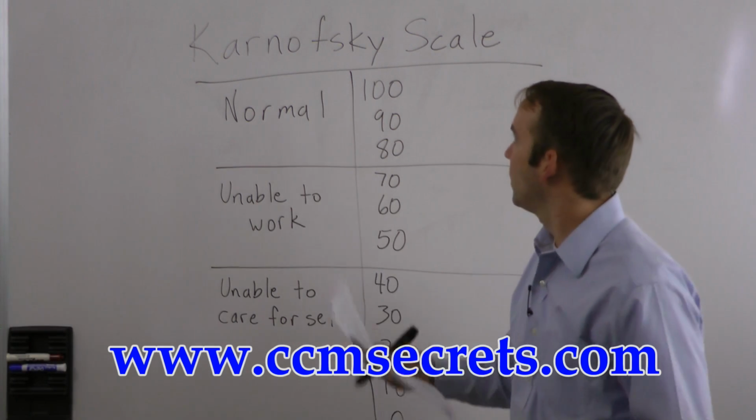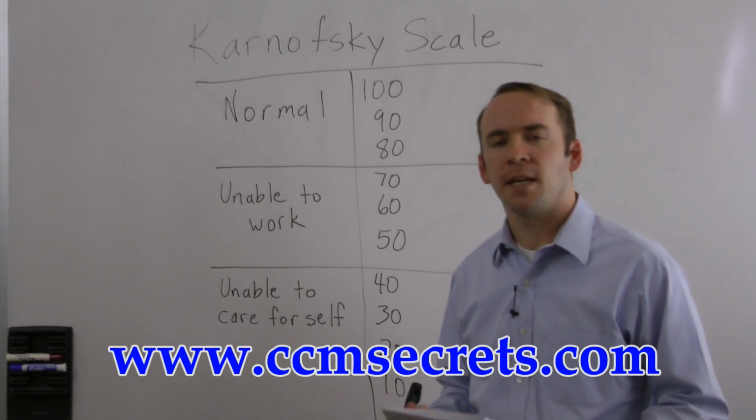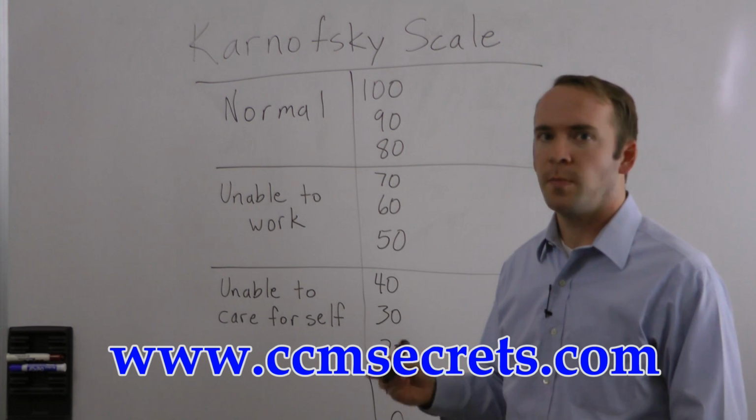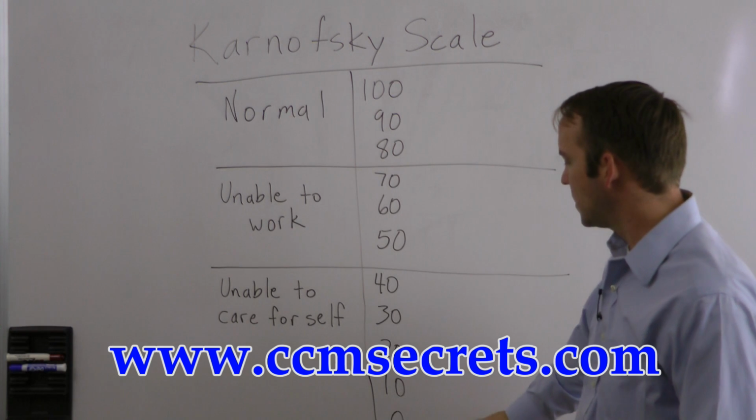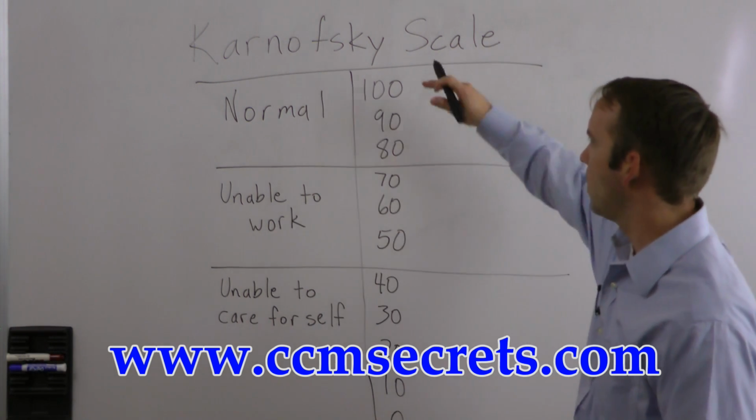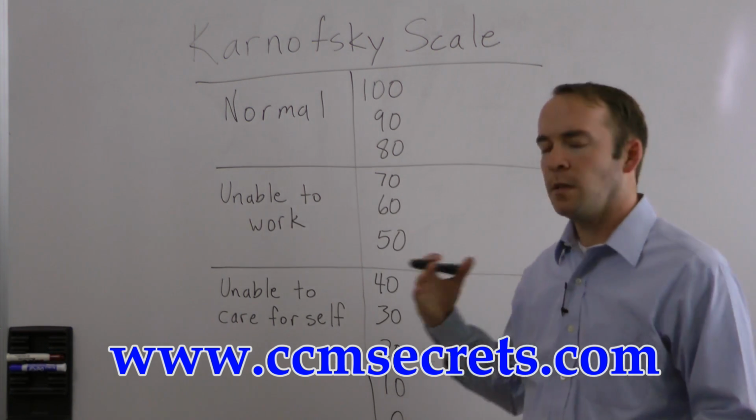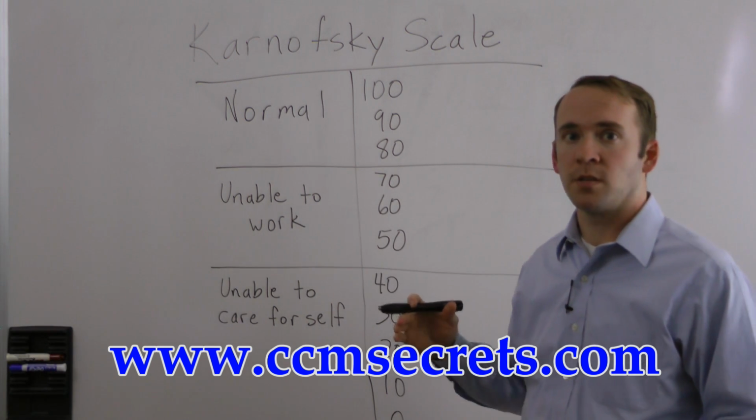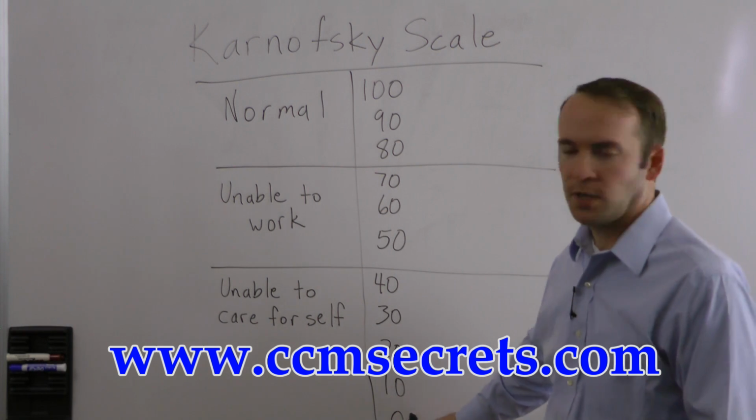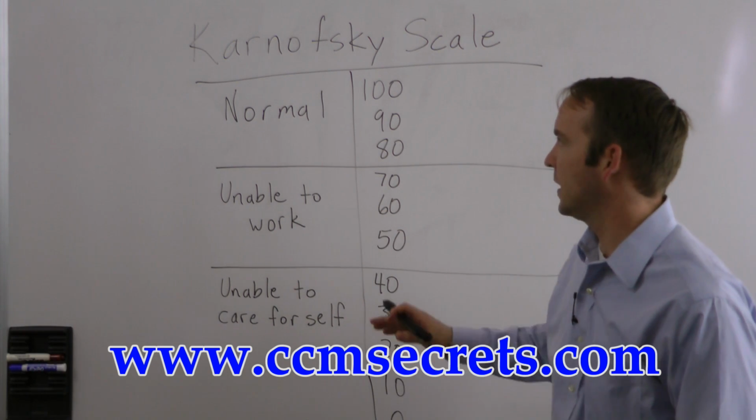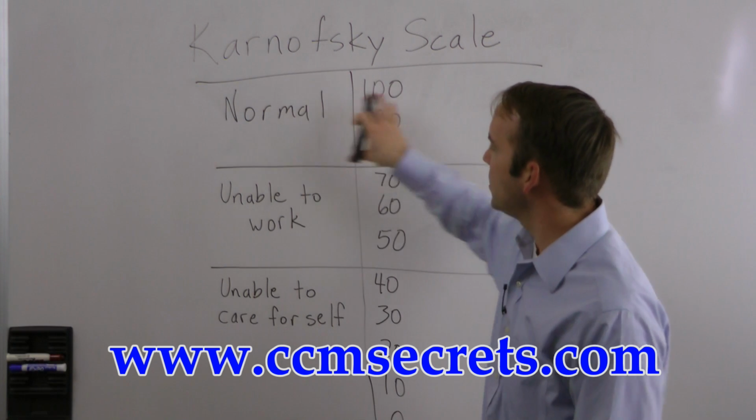Here we're going to talk about the Karnofsky Performance Scale Index, which is used to classify patients according to their functional impairment. The Karnofsky scale is going to go from 0 all the way up to 100. Some of these gradations are subjective and some of them are a little more objective. For example, 0 is dead, and that's a very objective measurement.